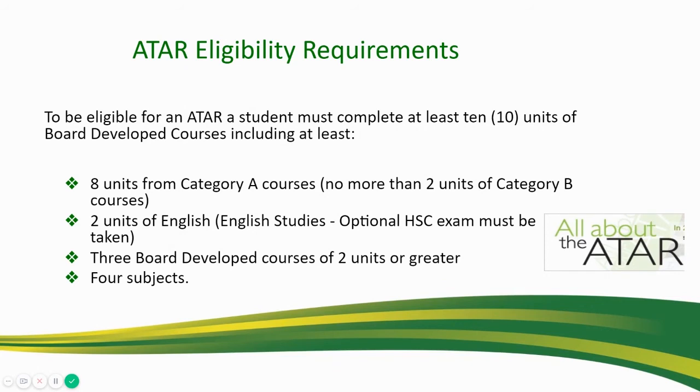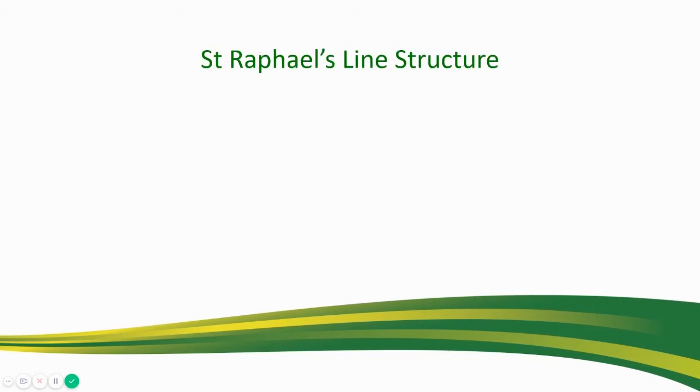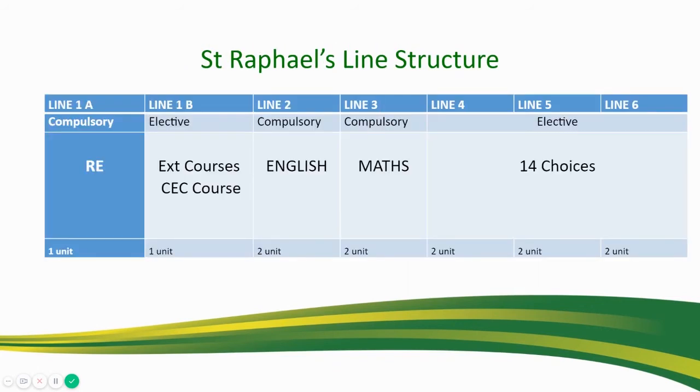The line structure at St Raphael's is broken up into 6 lines. Line 1A and 1B are the 1 unit courses: compulsory Religious Education for line 1A, and line 1B is extension or content endorsed course. Lines 2 and 3 are compulsory English and Maths. Lines 4, 5 and 6 are the electives.